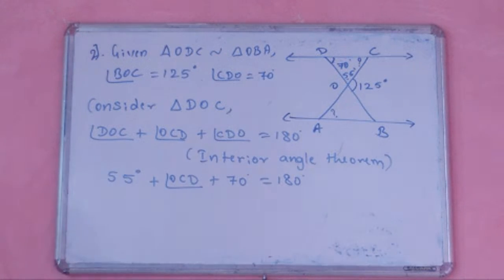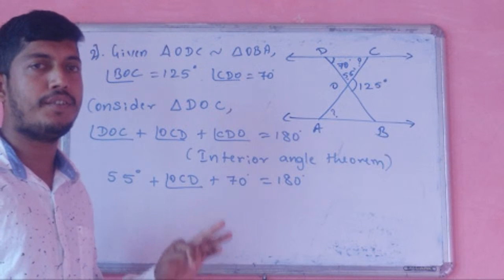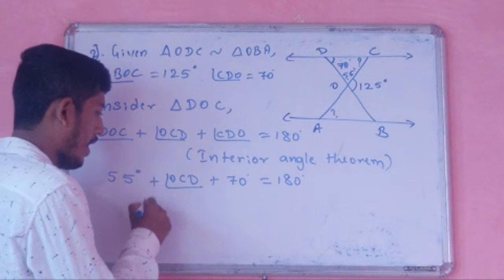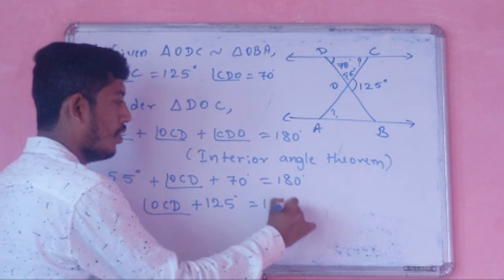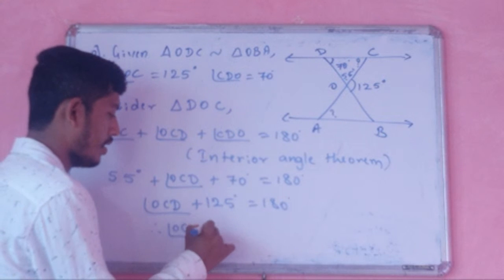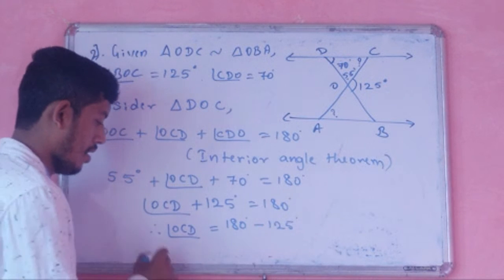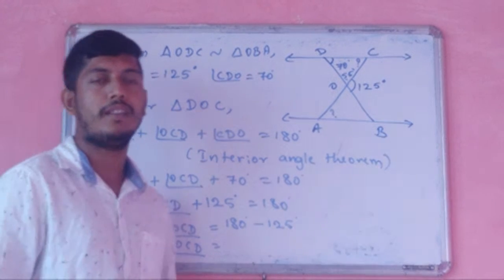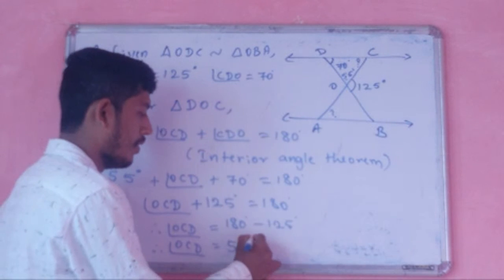So we first calculate, add these two items: 55 plus 70 is 125. Angle OCD plus 125 degrees equals 180. Therefore, angle OCD, or DCO, equals 180 degrees minus 125. So angle OCD becomes 180 minus 125, which is 55.